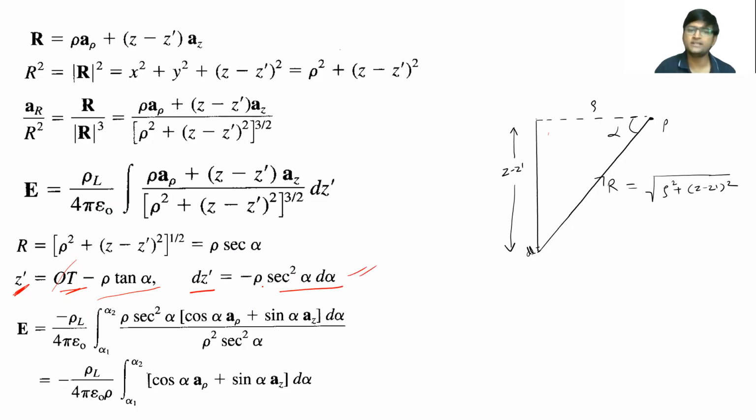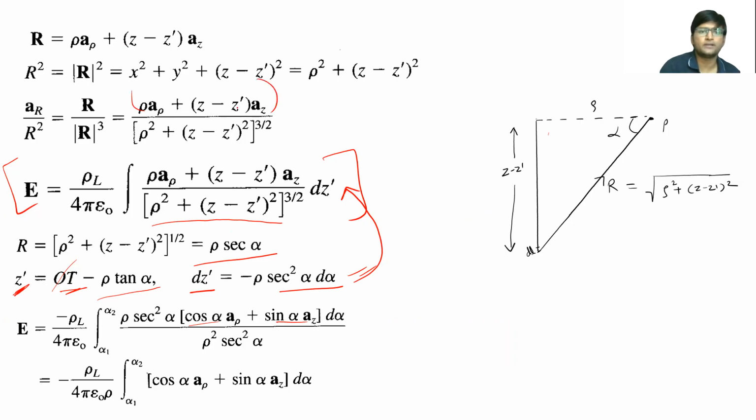So in the place of dz dash in this formula, we are going to place minus rho sec square alpha d alpha. And also in the place of this, we are going to place this. And in the numerator, you will get this. Let me tell you how. This rho, this is your numerator, right? This thing. It is written as rho a rho plus z minus z dash az.